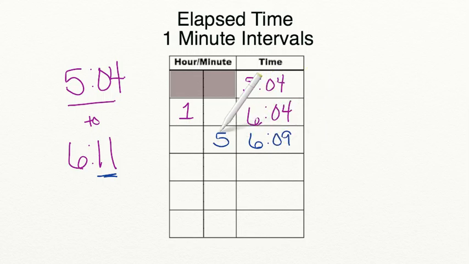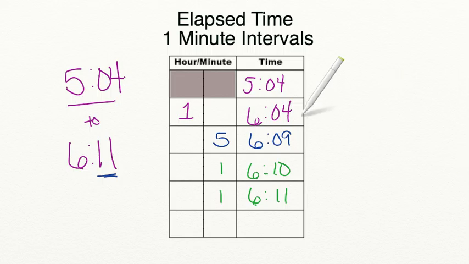If I were to move 5 more minutes, I would be past my end time. So now I'm going to move into 1-minute intervals. From 6:09 to 6:10, we have 1 minute. From 6:10 to 6:11, which is our end time, we have 1 more minute.